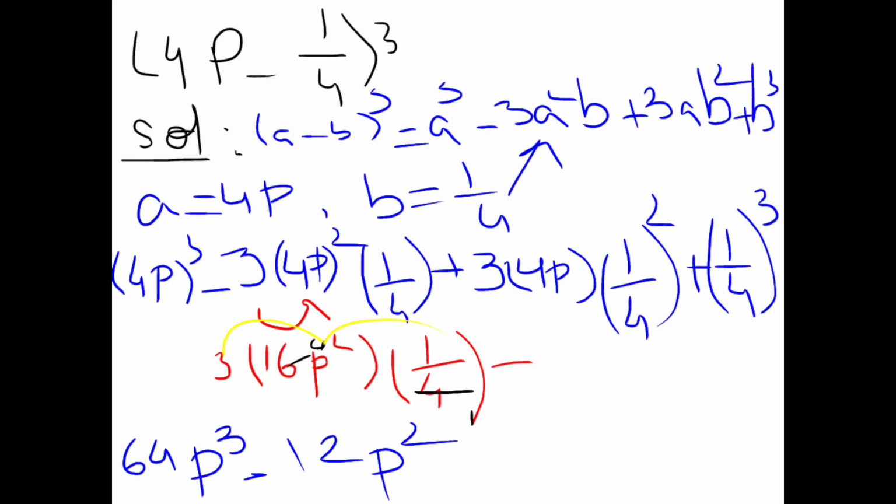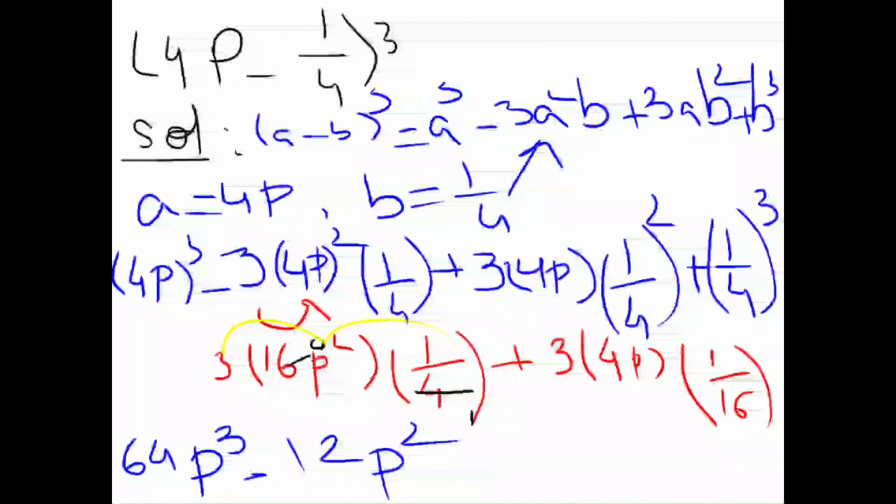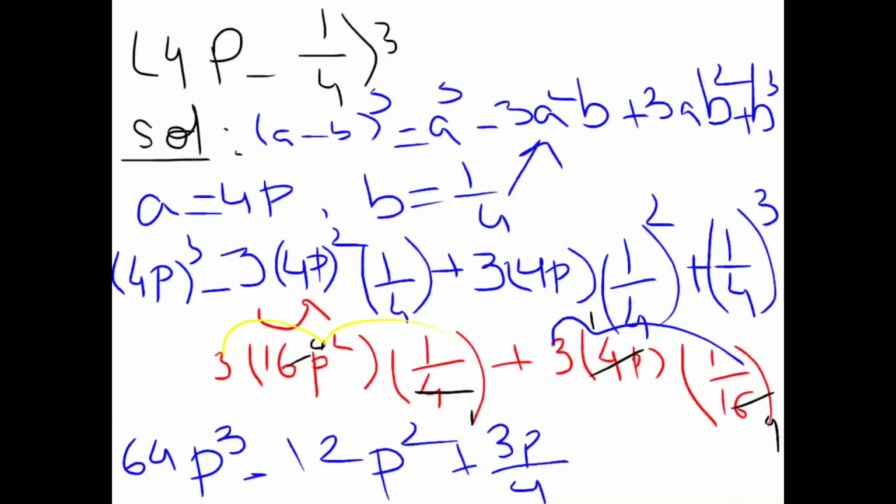Now on this side, plus 3 4p. Now 1 upon 4 square means 1 ones are 1, 4 fours are 16. So how can we solve this? We will cancel again 4 with the denominator 16. So 4 ones are 4 and 4 fours are 16. Now multiplying this together, 3 ones are 3 and 1 ones are 1. So plus 3 and p. Now in the denominator we will be left with 4. So this will be 3p upon 4.